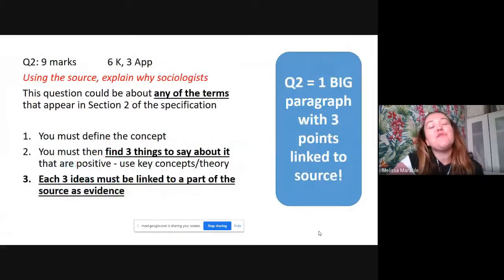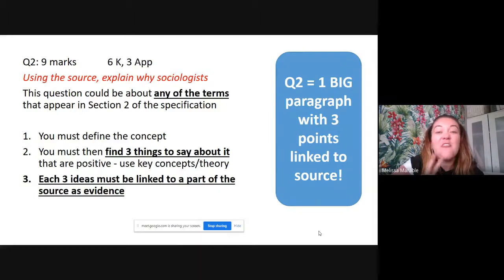Okay, question 2 is worth 9 marks. You get 6 for your knowledge, your AO1, and 3 for your application, your AO2. So using the source, explain why. Now, this question could be about any of the terms like operationalization, sampling, ethics, practical considerations. So number 1, define what the concept is. Always do that, guys. Define what it is. Tell me what it means. That is knowledge marks straight away.